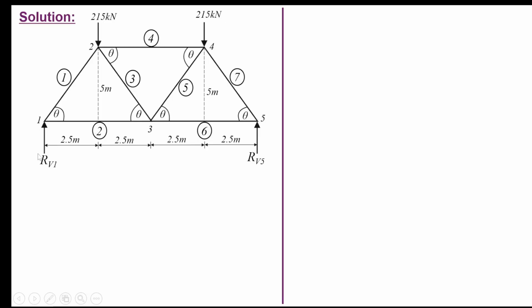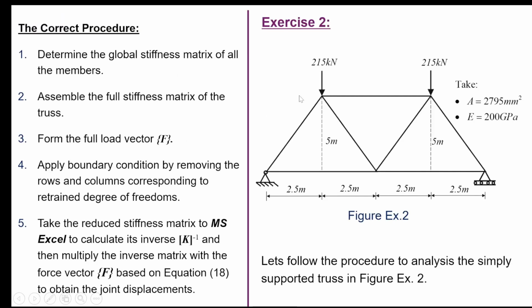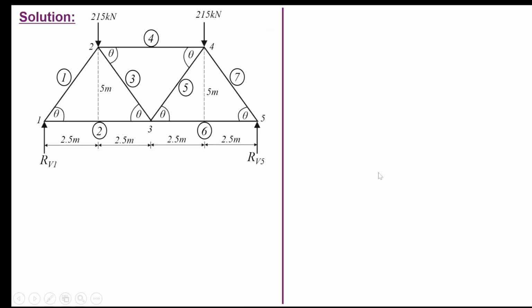Remember that the truss we are analyzing has a pin joint at the left support and a roller joint at the other support. So at node 1, the left support, we have the vertical reaction, which we call RV1. We didn't include the horizontal reaction because there is no horizontal force, so the horizontal reaction will be 0.